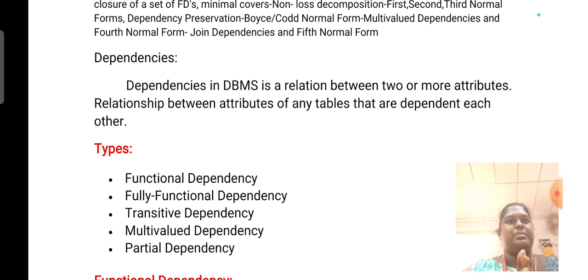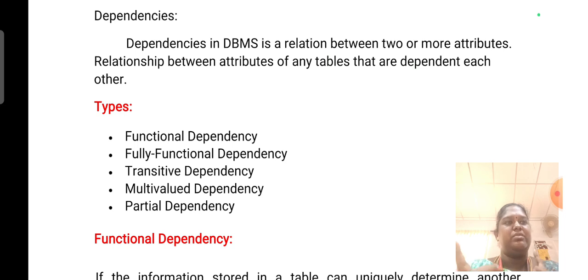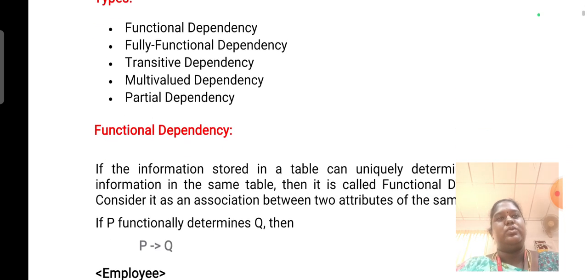Now the topic is dependency. Dependency in a database management system is a relation between two or more attributes, a relationship between attributes of tables that are dependent on each other. If you have two tables, table one will be dependent on table two, and table two will be dependent on table one. Likewise, it is a dependency. The types of dependencies are functional dependency, fully functional dependency, transitive dependency, multi-value dependency, and partial dependency. Let's see the types of dependency one by one.